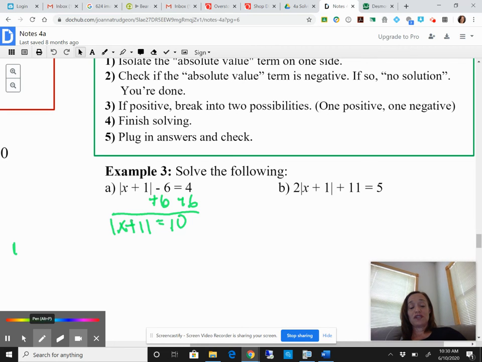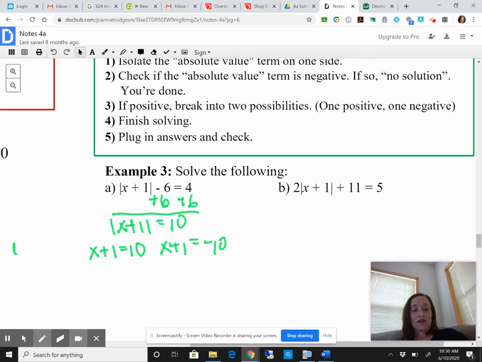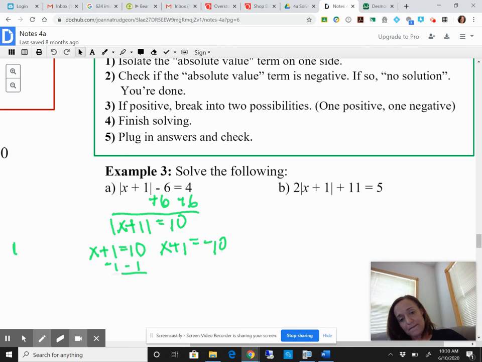Just like we did when we were doing the square functions, we're going to say, well, two possibilities. x plus 1 might have just been 10 and we took the absolute value and we got 10. Or x plus 1 might have been negative 10. Now we're going to subtract 1 from both sides to solve both of these. So I'm going to subtract 1, and I get x equals 9. That's one possibility. Or here, if I subtract 1, I get x equals negative 11. Okay?